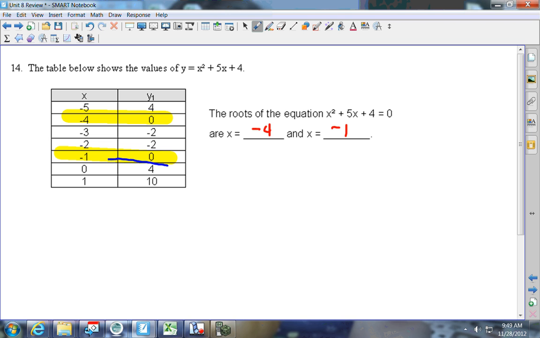Hey, wait a minute. Why isn't it this one? What is this one? 0, 4, right, that's the y-intercept. It's an intercept. It's the y-intercept, but is it what we're looking for? No, you only want the x-intercepts.